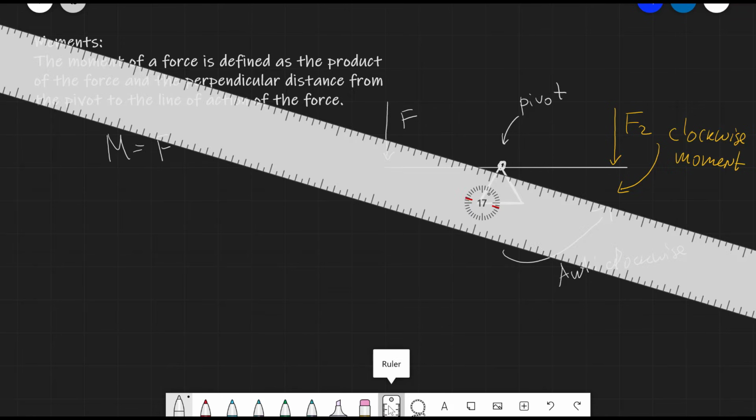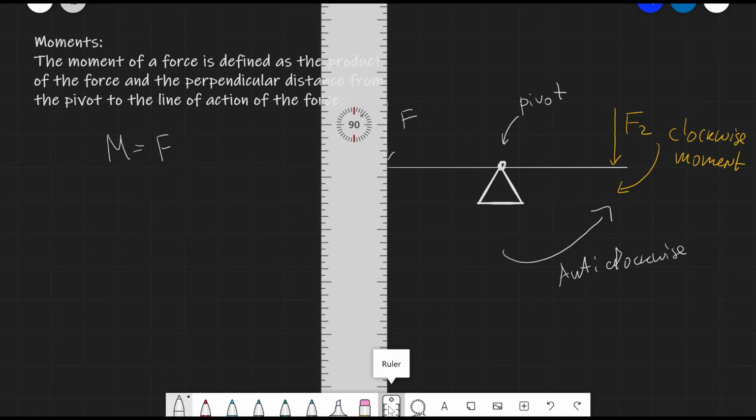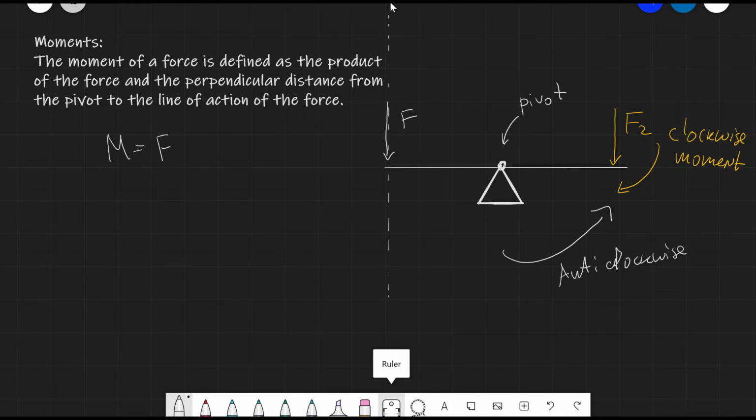Well, the line of action of the force is just an imaginary line along the force vector. So this over here is the line of action of the force. Let's call that distance, for instance, x, and in this case the moment will be the force multiplied by the distance, which is x. Once again, we could have a clockwise moment or an anti-clockwise moment, and the moment of a force is defined as the product of the force and the perpendicular distance from the pivot point to the line of action of the force.